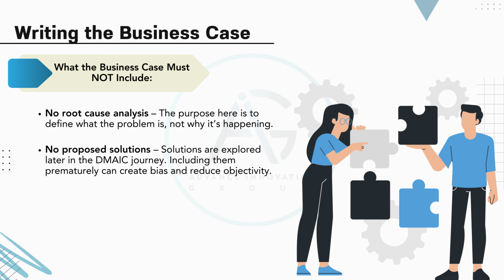Second, avoid listing proposed solutions. Solutions are also developed later in the project journey. Including them too early can create bias and reduce the objectivity of the project. The focus now should be on clearly presenting the problem and its impact, not jumping ahead to fix it. By keeping your business case focused and unbiased, you lay a strong, neutral foundation for problem-solving down the line.